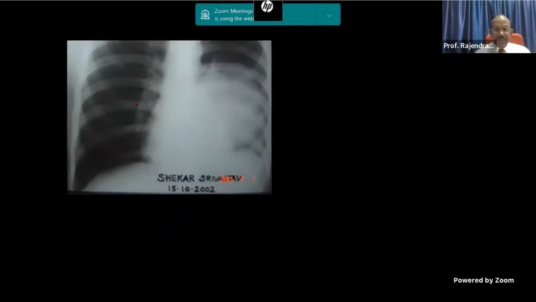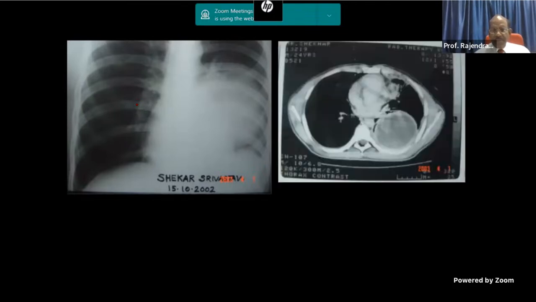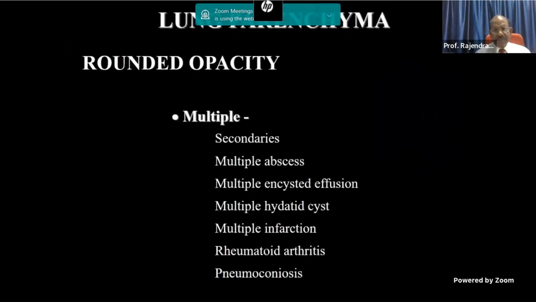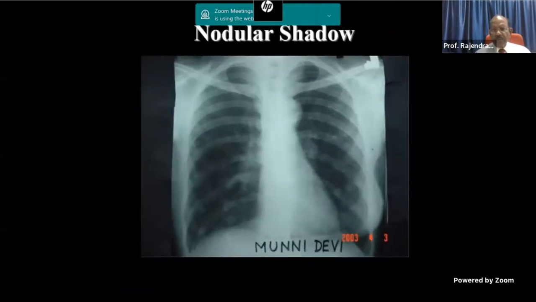Rounded opacity, I think, I'll just quickly move on. Rounded opacity may be because this was a case of an encysted pleural effusion. The CT scan has shown that this is a cystic lesion. And when fluid was aspirated, this was encysted. Rounded opacity could also be multiple.